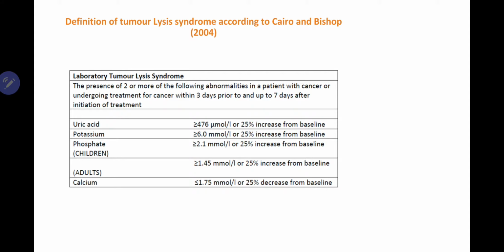For uric acid, potassium and phosphate, there should be a rise of 25% from the baseline, whereas for calcium there should be a 25% decrease in the value from the baseline. Let us remember these values because they are very important. Uric acid should be more than or equal to 476 micromole per liter. Potassium more than or equal to 6 millimole per liter. Phosphate in children more than 2.1 millimole per liter, in adults more than or equal to 1.45 millimole per liter. Whereas calcium should be less than or equal to 1.75 millimole per liter.